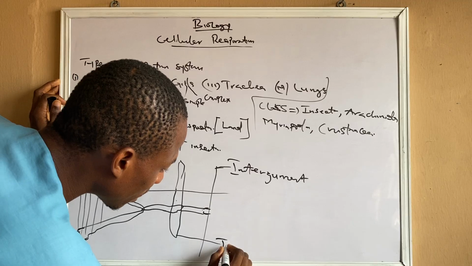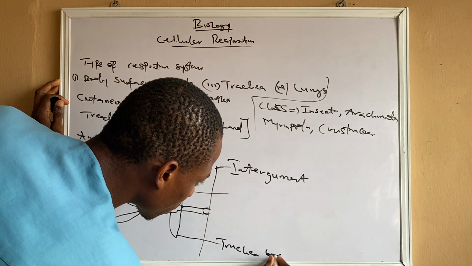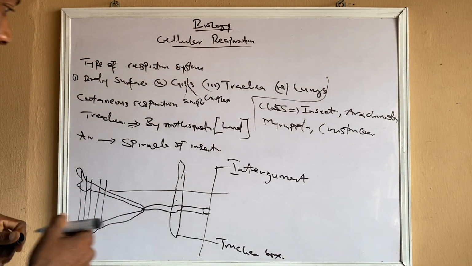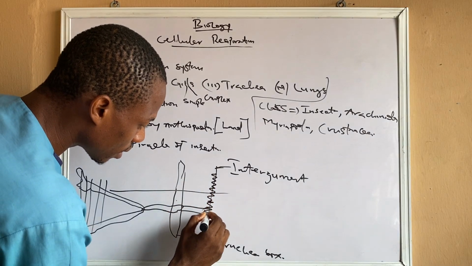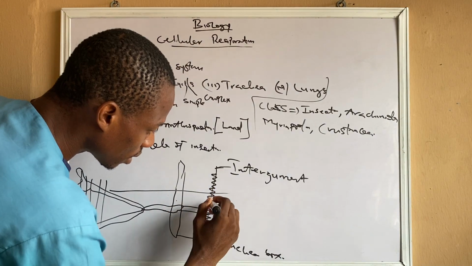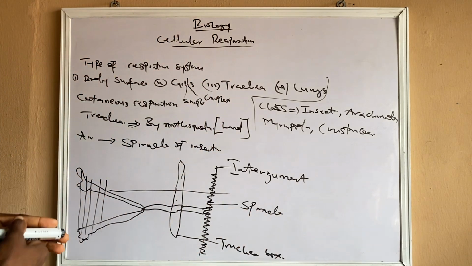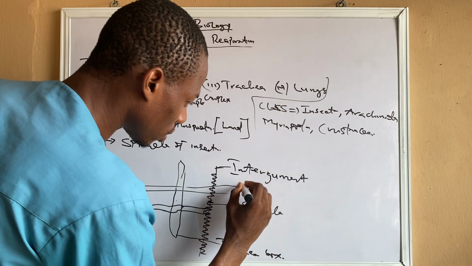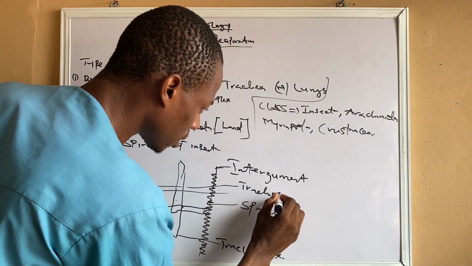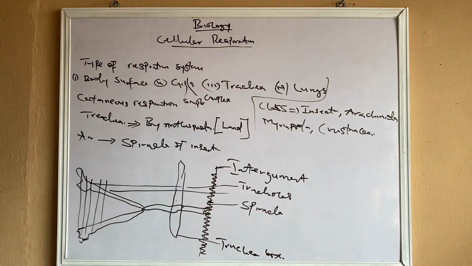This is now the trachea box. And this is now the word. In this, something like this is now the word spiracle. And in this is the word tracheoles. Let's use a little bit of diagram of this to explain the trachea system in insecta.